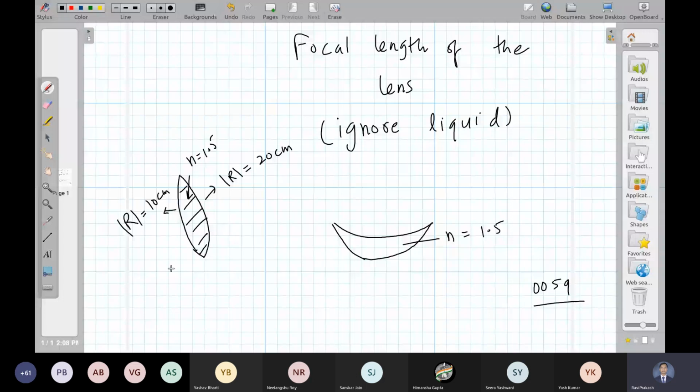R by 2. Which R are you taking here? For the right one, it will be 10 centimeters. And for the left one? 5 centimeters, sir. So do you mean there are two focal lengths for this lens? How many focal lengths does a single lens have? Sir, on either side, they should be, right.